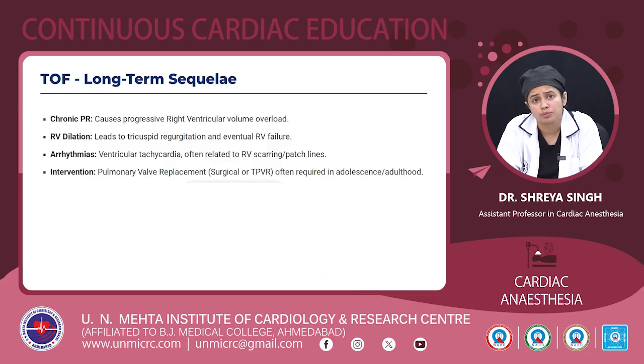So the long-term sequelae of TOF could be chronic pulmonary regurgitation. This will lead to progressive right ventricular volume overload. There could be RV dilation leading to tricuspid regurgitation and eventually right ventricular failure. There could be arrhythmias, ventricular tachycardia, often related to RV scarring along the patch lines. And the intervention would be usually a pulmonary valve replacement, often in the adolescent or adulthood.